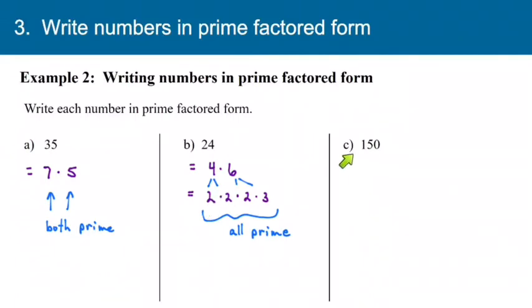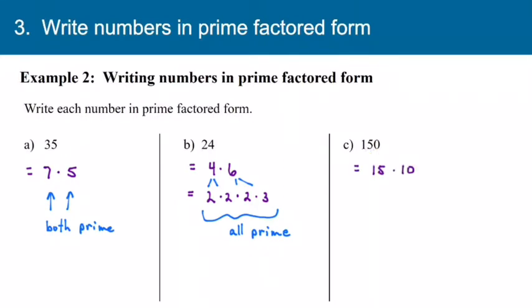Okay, now let's look at 150. Now, there are lots of ways to break down 150, but one easy way, since I see this number ends in a 0, is to realize that this is just 15 times 10. So that's where I'm going to start.